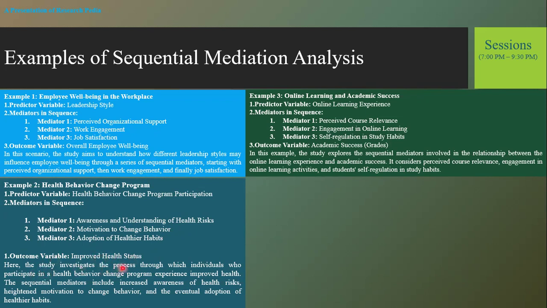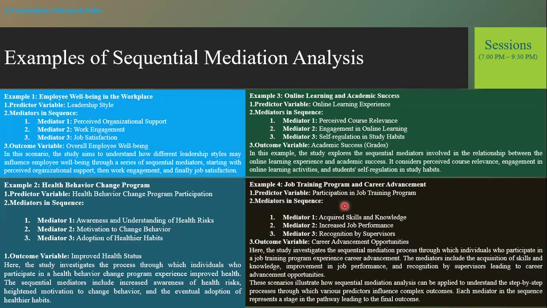So here the study investigates the process through which individuals who participate in the health behavior change program experience improved health. So improved health is basically your dependent variable, while your independent variable is the health behavior change program. So how your healthier behavior impacts the improved health status, you need to see from a number of mediators like awareness and understanding of health risk, like motivation to change behavior, like adoption of healthier habits. So these mediators would explain how your independent variable is impacting your dependent variable.